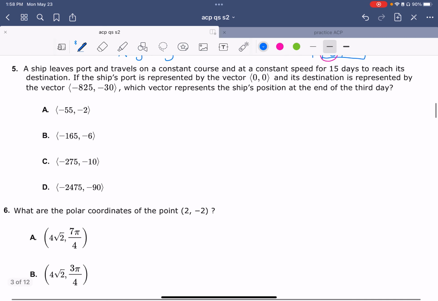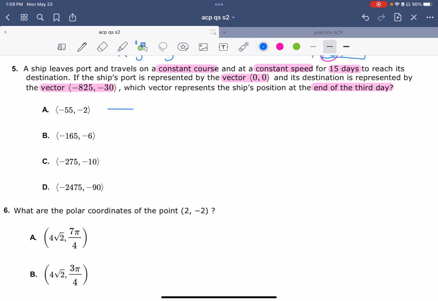Number 5, a ship leaves port and travels on a constant course and at a constant speed for 15 days to reach its destination. If the ship's port is represented by the vector (0, 0, 0), and its destination is represented by the vector (-8, 25, -30), which vector represents the ship's position at the end of the third day? So let's highlight some important information. Constant course, constant speed, 15 days, the starting vector, the ending vector, and then they want to know the end of the third day.